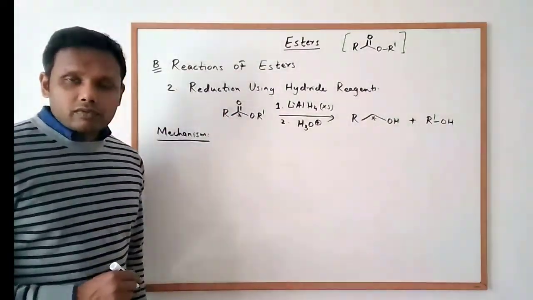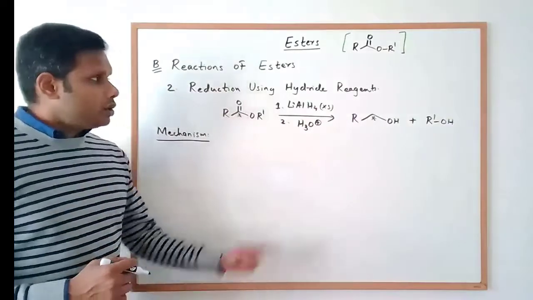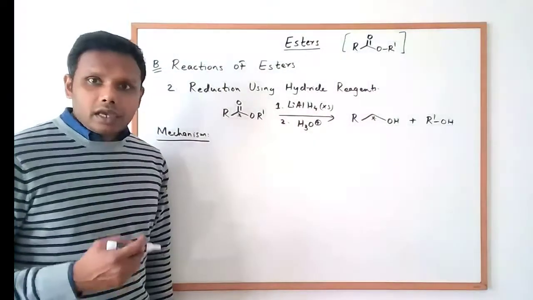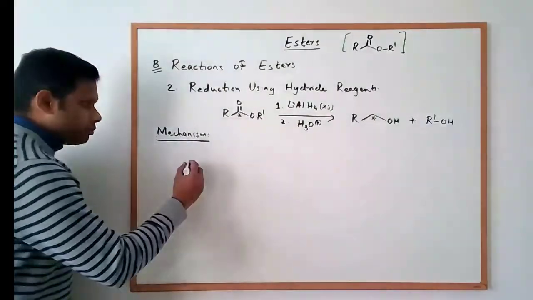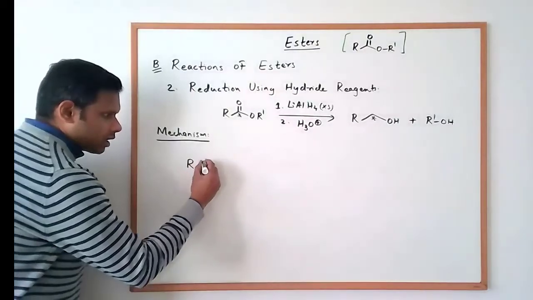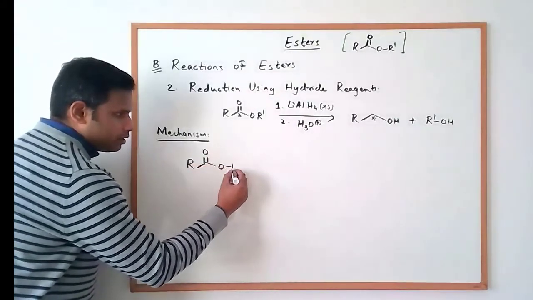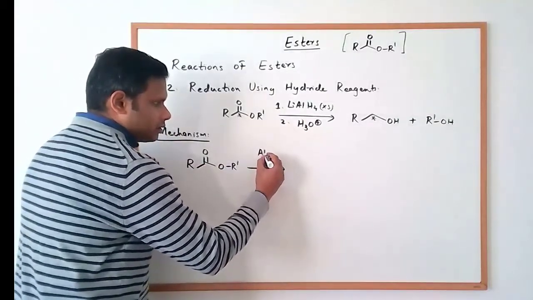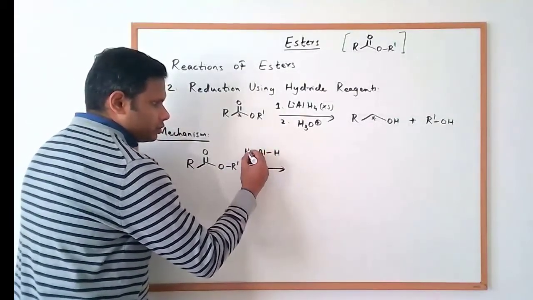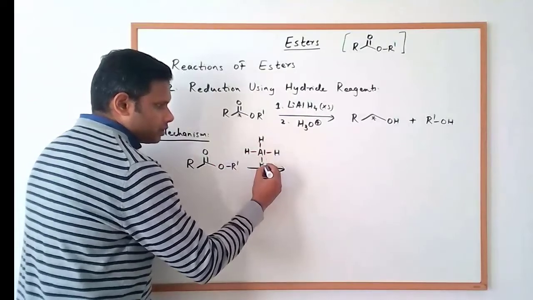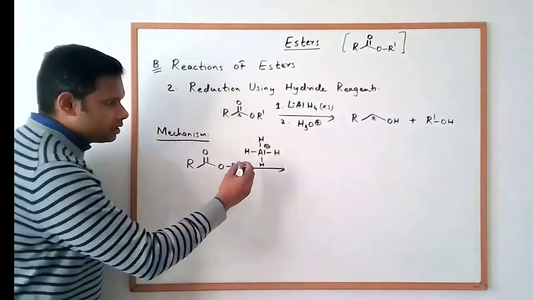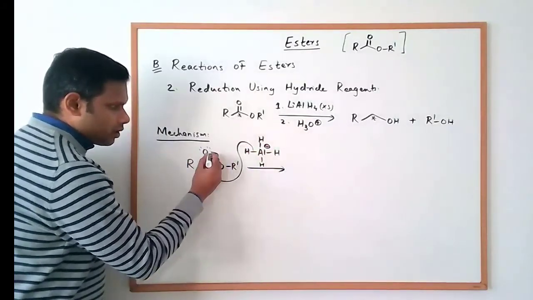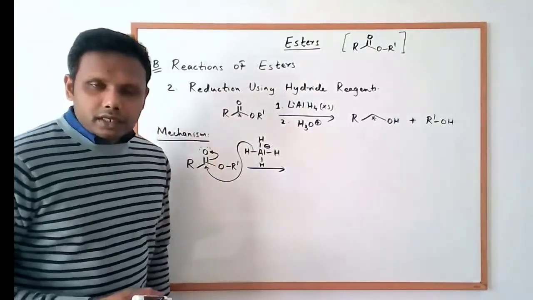Let's look at the mechanism of this reaction. It is very similar to the reaction of lithium aluminum hydride with acid chlorides and acid anhydrides. So the mechanism starts with an initial attack by lithium aluminum hydride on the acyl carbon. So we're going to use aluminum hydride here. One of these nucleophilic hydrides attacks the acyl carbon. The double bond gets pushed up.